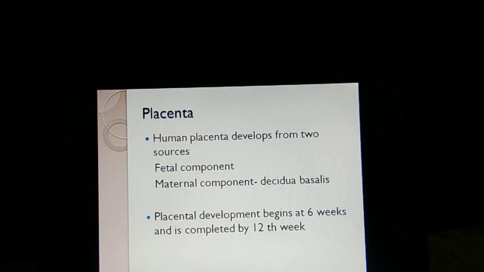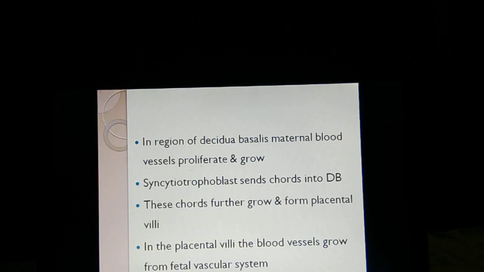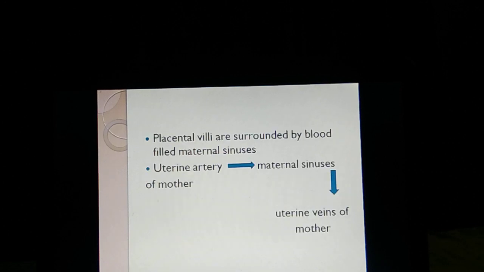In the placental villi, the blood capillaries grow from the vascular system of the embryo. These placental villi are surrounded by the blood filled maternal sinuses. So we can read the next line that placenta development begins at the 6th week and is completed by the 12th week. The maternal blood flows through the uterine artery, then to the maternal sinuses and back through the uterine vein of the mother.